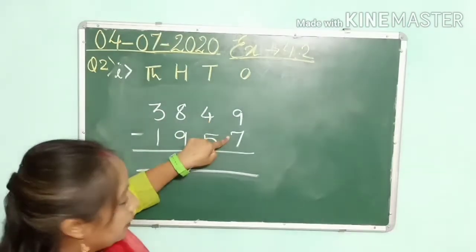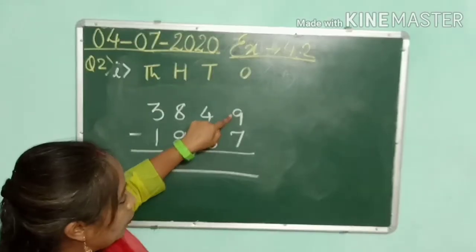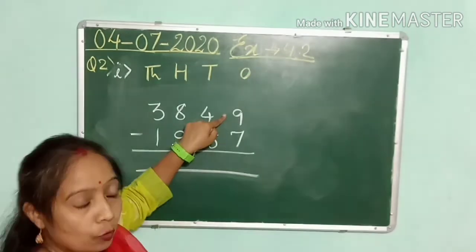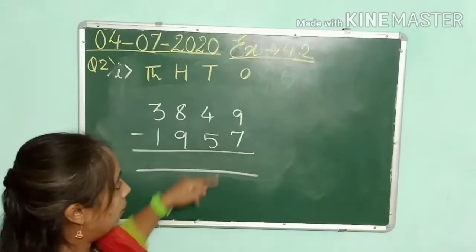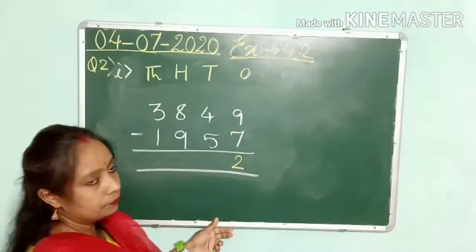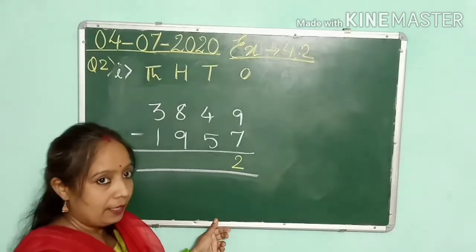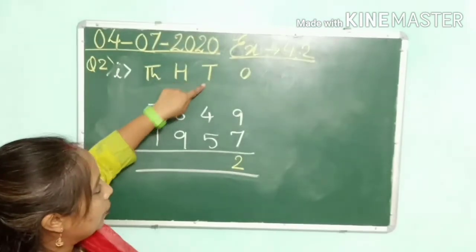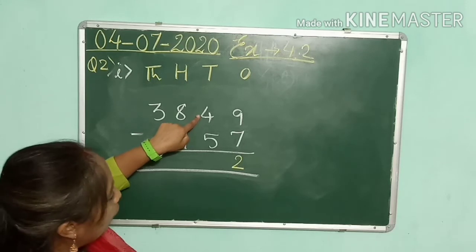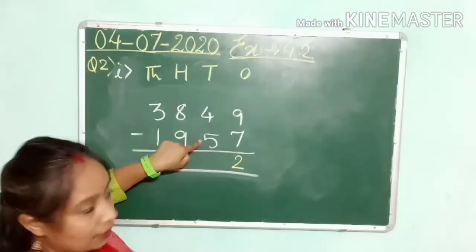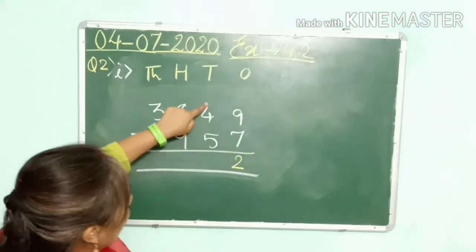9 is greater than 7. The top number is bigger now. So we don't need to borrow. So 9 minus 7 is 2. Right here, 2. Okay. Under the tens column, you have to subtract 5 from 4. So 4 is smaller than 5. Top number is smaller. So we need to borrow.